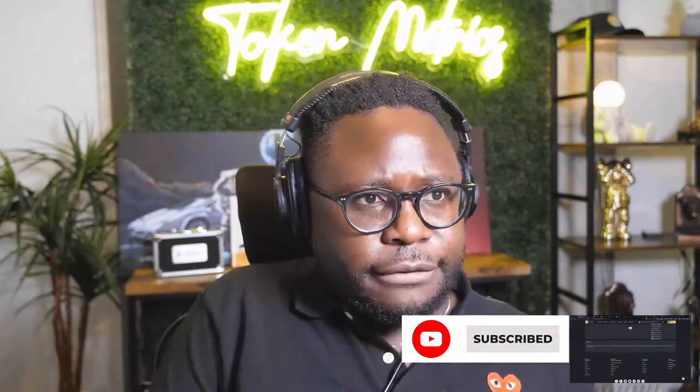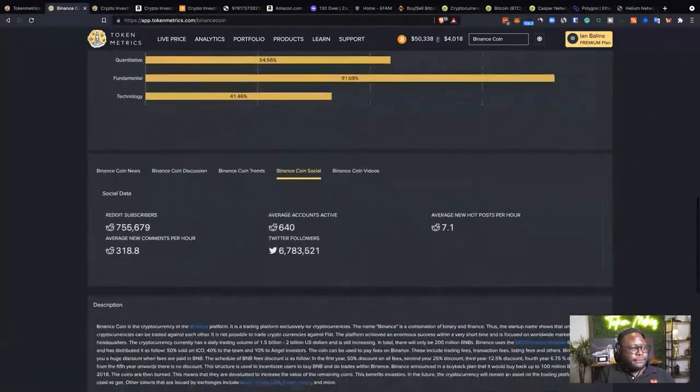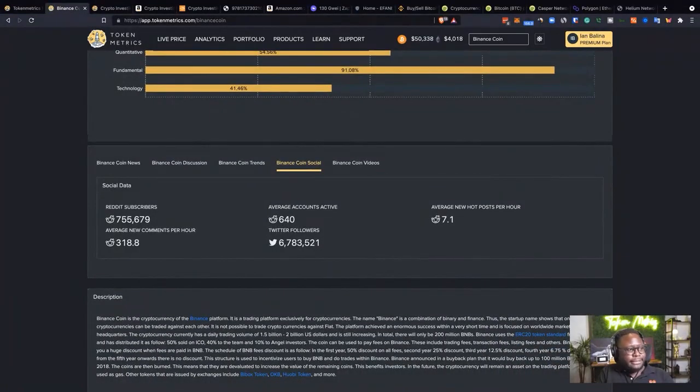Actually, I do have this on Token Metrics. Let me see if I can. Like, for example, if we go to Binance, yeah, so for example, right, Binance. So this is Binance's community. Reddit, we have comments per hour. So just go to any coin, then at the bottom, go to the social tab. This shows you the average accounts active on Reddit, Twitter followers, right? So these metrics are pretty helpful, right?